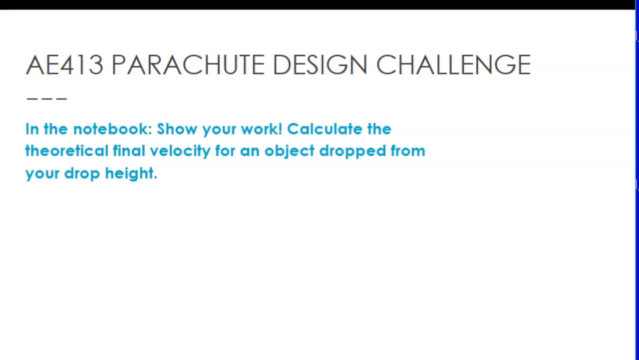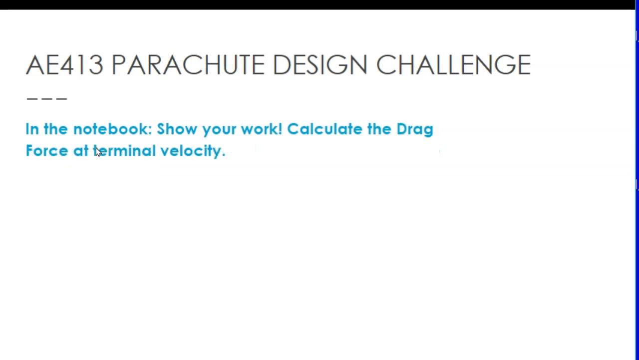Everything has to be in meters, everything has to be in seconds, all your masses have to be in kilograms. There are several calculations you need to do, so show your work. Show your work for finding the theoretical velocity if you were to drop the object with no parachute. Calculate your terminal velocity for each trial, so it's just your y displacement divided by the time. And then calculate your average terminal velocity.